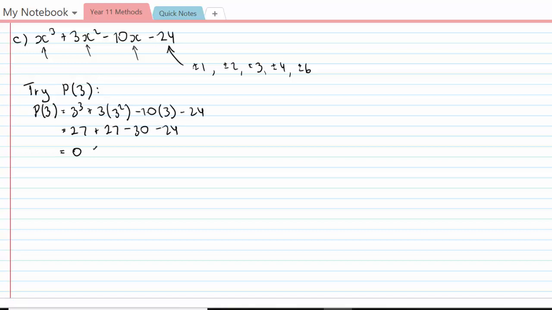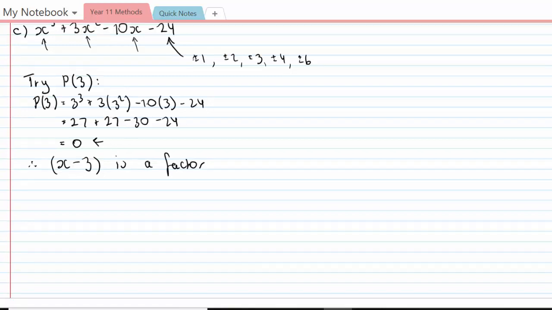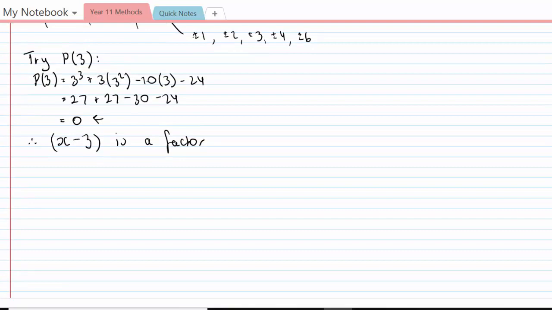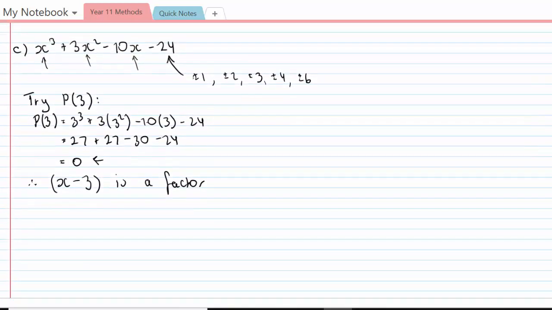It gave a remainder of 0. And so that means, therefore, that x minus 3 is a factor, remembering that we changed the sign of it. Okay? So now that I know that x minus 3 is a factor, what I'm going to do is divide it off, and we'll hopefully be left with a nice quadratic that we'll be able to factorize further. So put the x minus 3 there, and the x cubed plus 3x squared minus 10x minus 24.